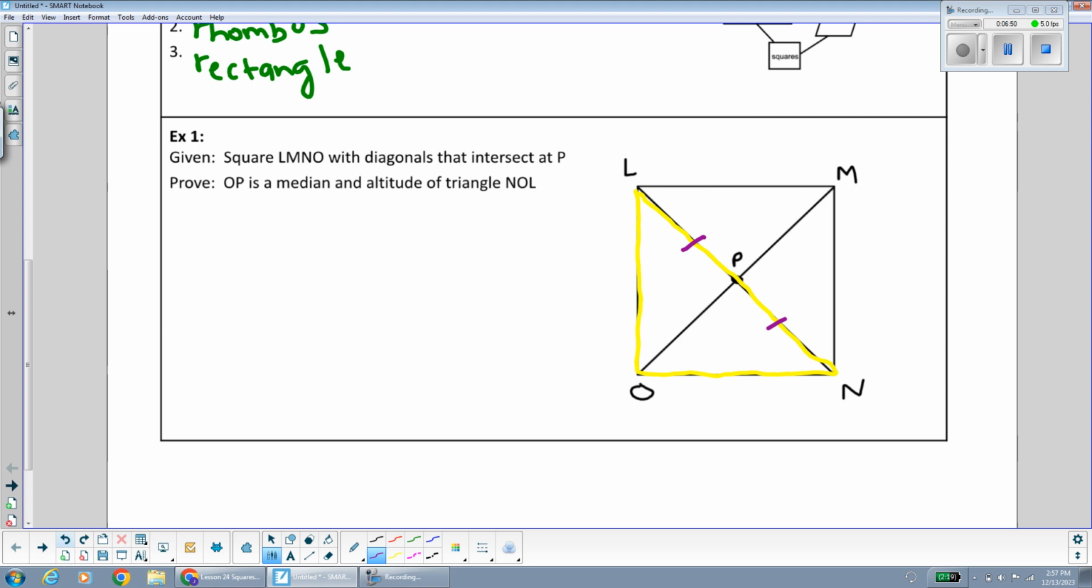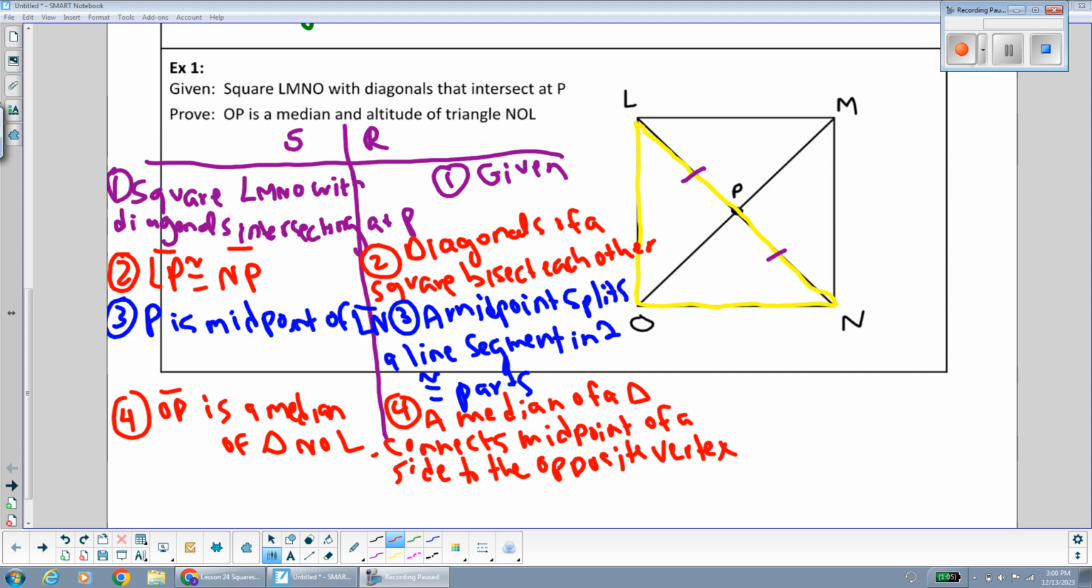So because diagonals of a parallelogram and also a square bisect each other, we know that LP is congruent to PN. So we know that P is the midpoint of LN because it's splitting this into two equal parts. And then we know that OP is the median of the triangle because it's connecting a midpoint to the opposite vertex. I'm going to pause the video and write this up in the proof. You should try on your own paper as well, just up to proving that OP is a median, and then you can check your work with the video, so definitely press pause here.